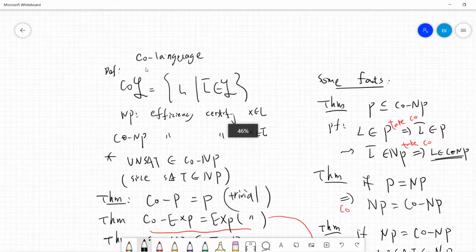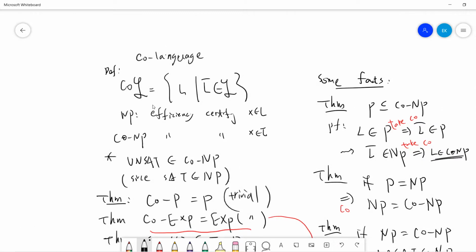One can define a co-language. Basically, if you have a complexity class, let's say this curly L, then one can define this co-L to be a decision problem, basically the negation of this L inside this curly L.